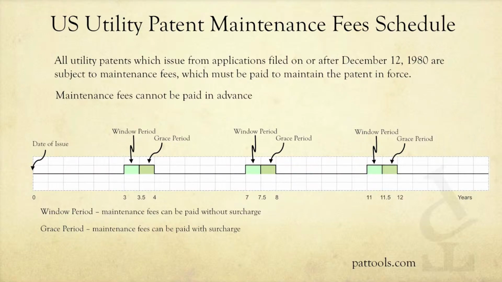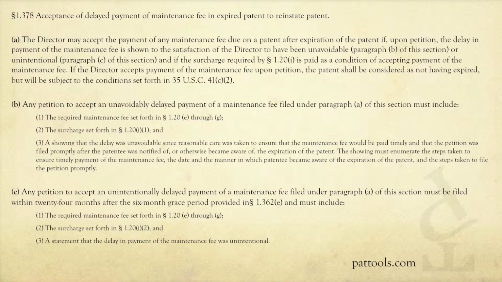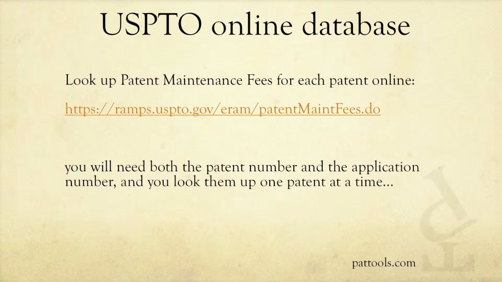If the maintenance fee has not been paid at the conclusion of the grace period, the patent expires. It is possible to revive a patent after the end of the grace period by a petition to the Patent Office if you're able to show that the delay was unintentional or unavoidable. Hopefully, you do a good job of paying the fees on time so that you never have to file such a petition. You can look up the maintenance fee status of a patent at the USPTO website listed here.